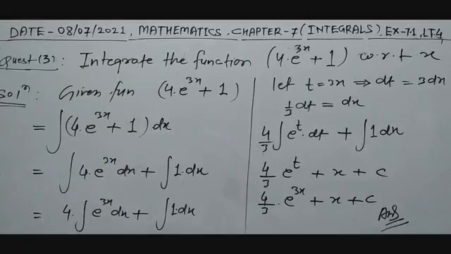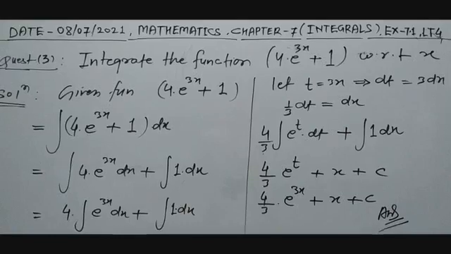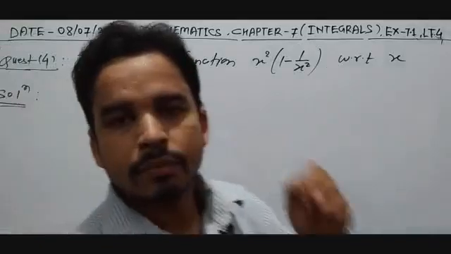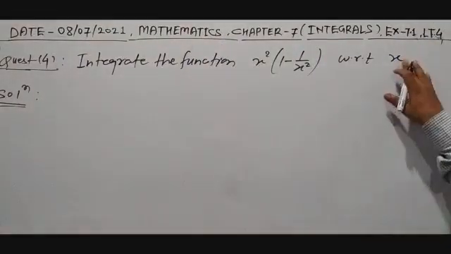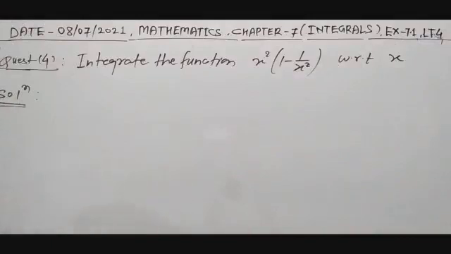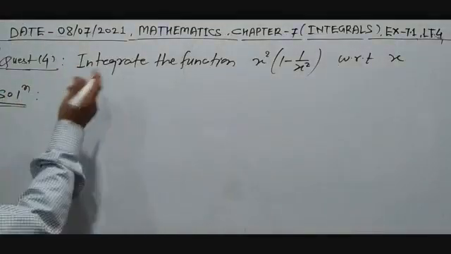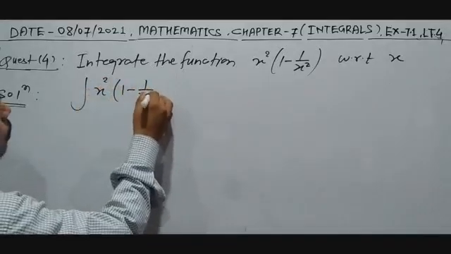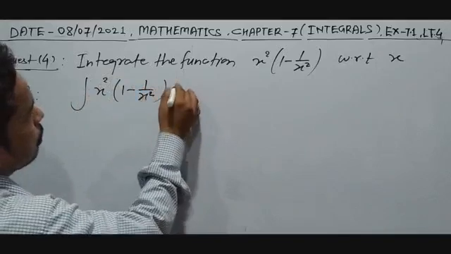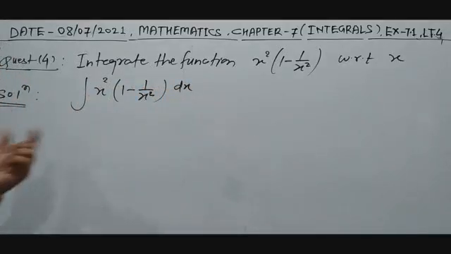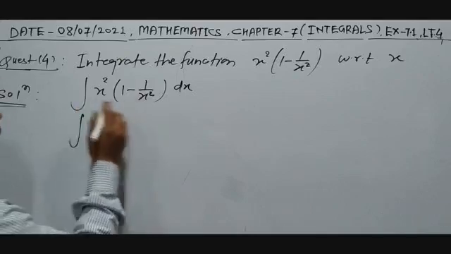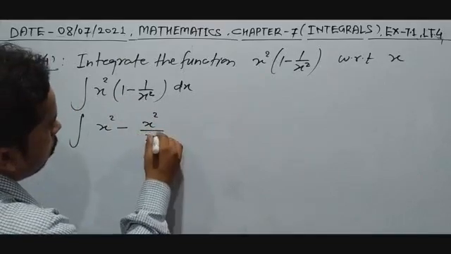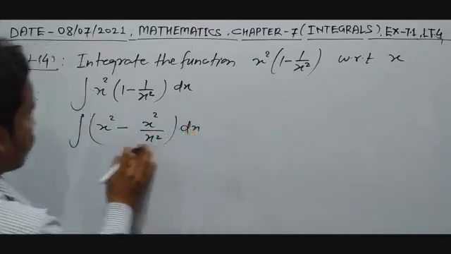Now come to question number 4. Question number 4 is: integrate the function x square times 1 minus 1 upon x square with respect to x. We have to integrate this function. In mathematical language, what can you write? Integration of x square times 1 minus 1 upon x square dx. So first of all, solve this expression.